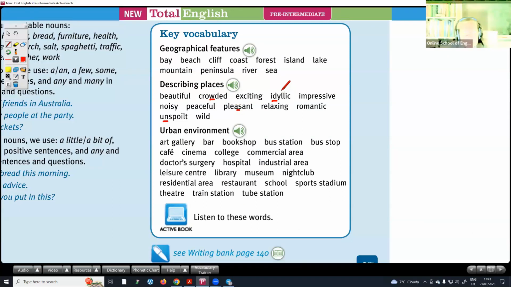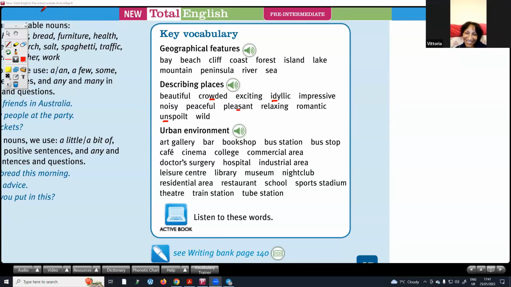Idyllic. Now, do not confuse idyllic with idiotic. Two different things. Idyllic is not idiotic. Idyllic is almost like magical, very special, dreamy. So I'm going to put here: idyllic means ideal, magical. Not ideal, it's different. More than ideal. Super ideal.